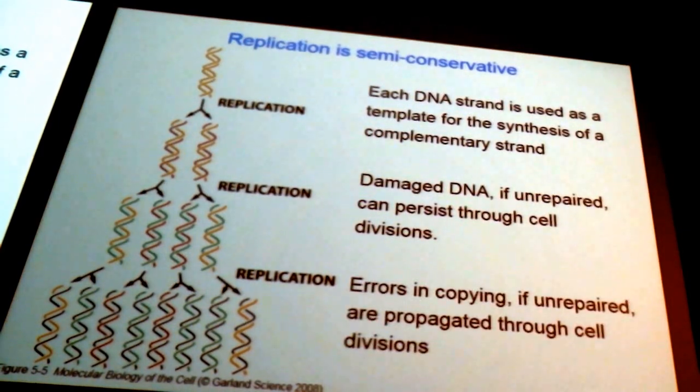The second problem is that the copying errors that you make as you replicate also will be preserved if you don't fix it before the next copy. Okay? So there are many reasons why the repair has to be tightly coupled to when you replicate, and it has to happen immediately before any one replication event happens. So we'll talk about why those things occur.